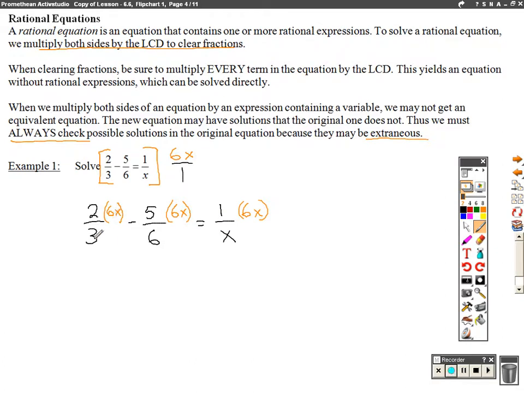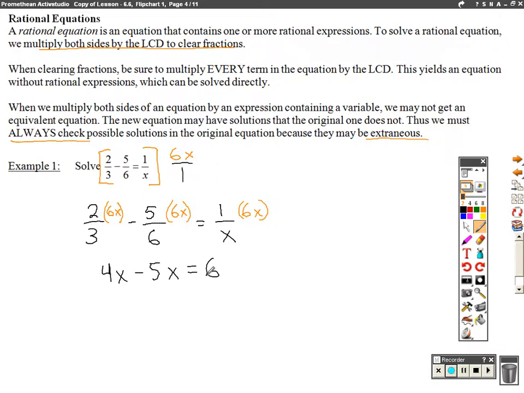So 6x over 3 is 2x. 2x times 2 is 4x. Minus 6x over 6 is just x times the 5. We get minus 5x equals, here the x's cancel. You're just left with 1 times 6, which is 6. And after you execute that one step, it's a much simpler looking equation without any rational expressions, no fractions.